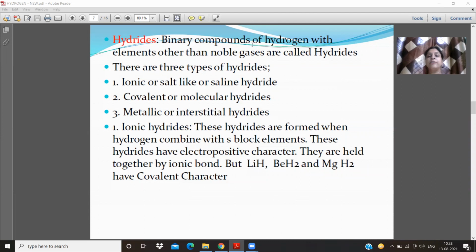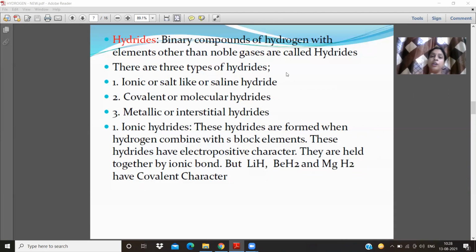And there are different types of hydrides, so we will study these. It is a very, very important topic. Before starting, we can say there are a number of hydrides formed with different elements when combined with hydrogen, and that's why the hydrides come basically into three categories.